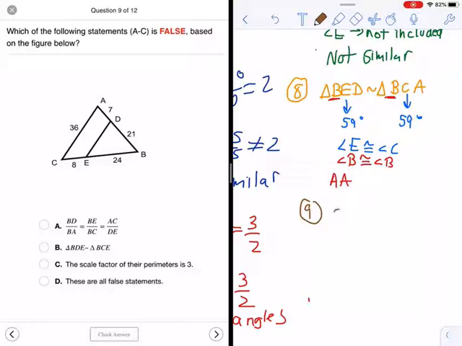BD. What's the length of BD? Is 21. BA is 21 plus 7, or 28. BE is 24. BC is 32, 24 plus 8. AC is 36.